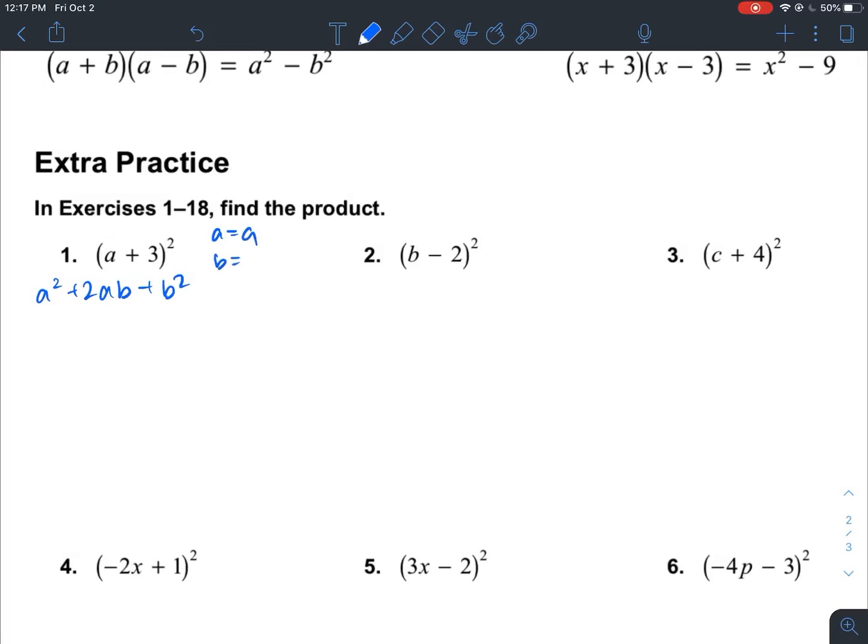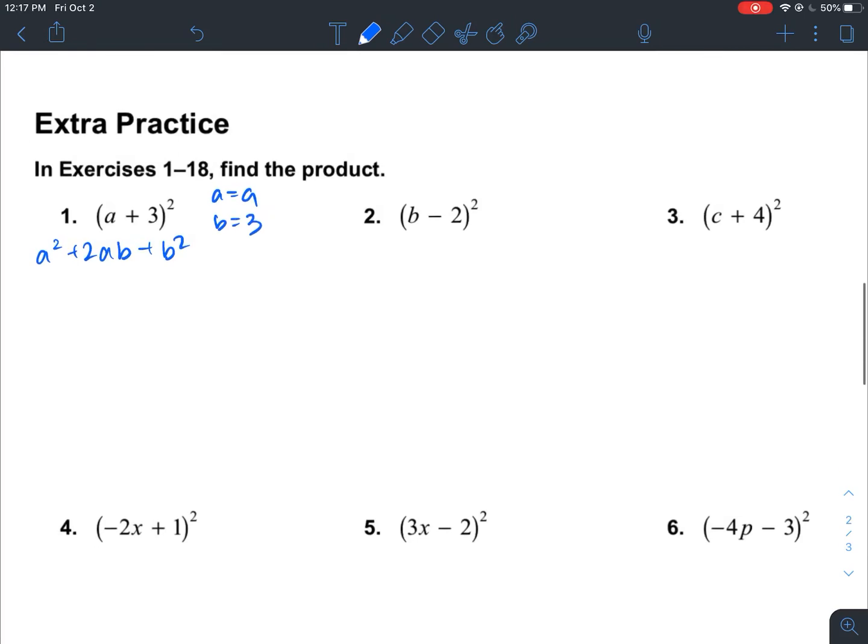This time b is going to equal 3. So just make your substitutions. So that's still going to be a squared plus 2, a is a, but this time b is equal to 3, plus 3 squared. So this is a squared plus, see, this is all being multiplied. This is 2 times a times 3, right? So it's commutative, so I can multiply these together. So it's going to be 6 times a. Alright, and then 3 squared is 9. So there you go. We have a squared plus 6a plus 9.